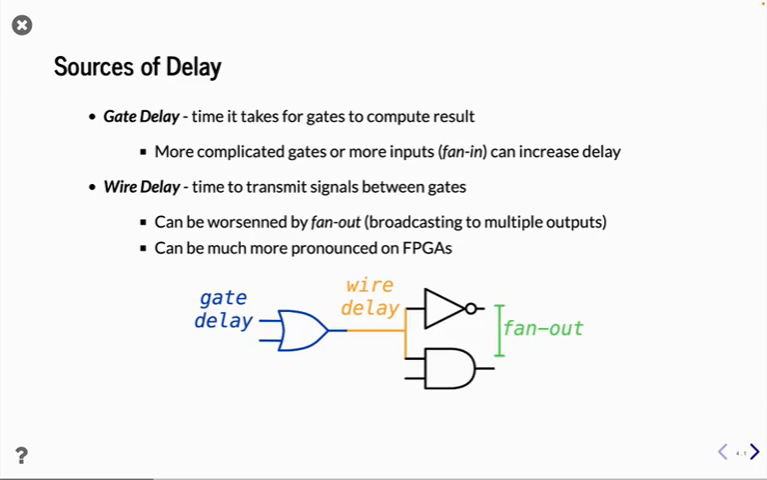In terms of delay for wiring, it's a function of not only how far it's going, but also how many things it's driving. So if you have what's called high fan-out, where you have many outputs you're driving from the same source, that can also impact delay.